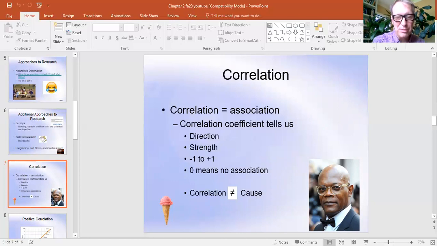I put up here an ice cream cone, and we know that the more ice cream that is sold, the more fights there are. So the question is, does ice cream cause fights? No, basically it's another factor that's related to both of those, and that's warm weather. The warmer it is, the more people buy ice cream, and also the more people are outside. The more people are outside, the more likely they are to run into one another and have interactions that can go badly.